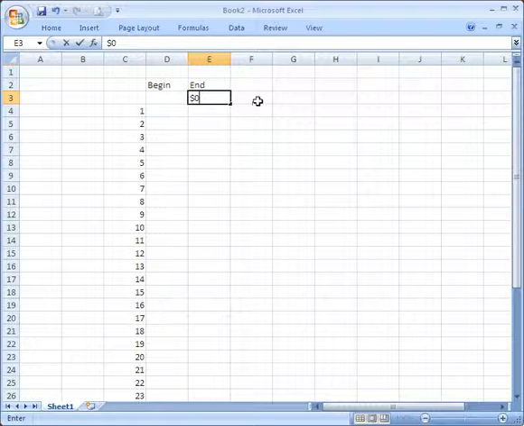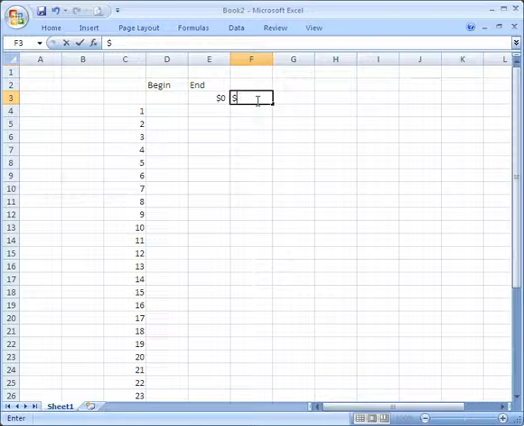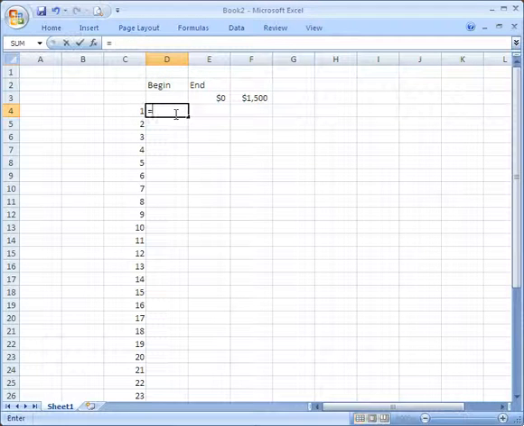Let's guess. Suppose we put in $1,500 each year. Then at the beginning of the first year, we would have whatever we had at the end of the last year plus the amount we invest. The amount to be invested won't change each year, so we'll use absolute addressing.